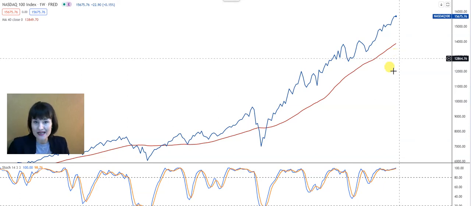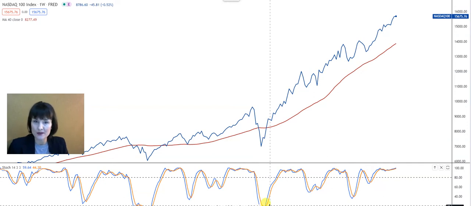We want to buy an instrument when it's oversold. In other words, on a stochastic, it should be below a 20. And when that positive divergence takes place, that blue line starts to break upwards through that orange line from oversold levels below a 20, that's when you want to consider taking a long.